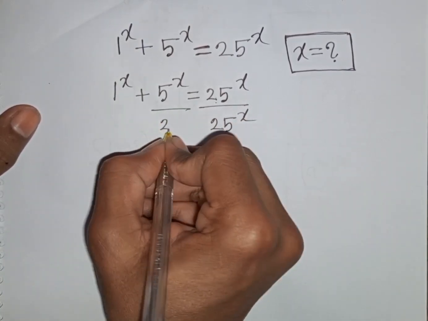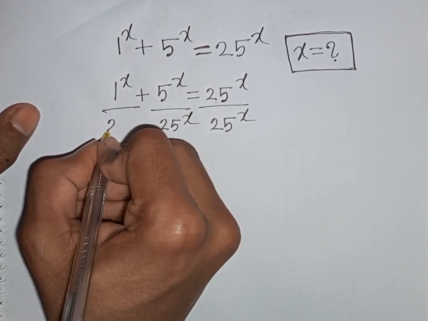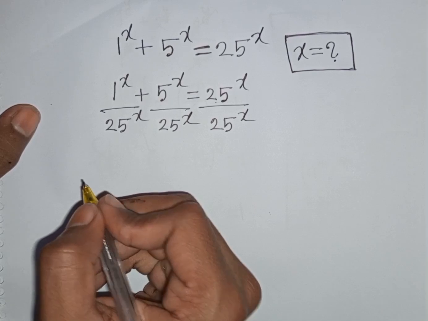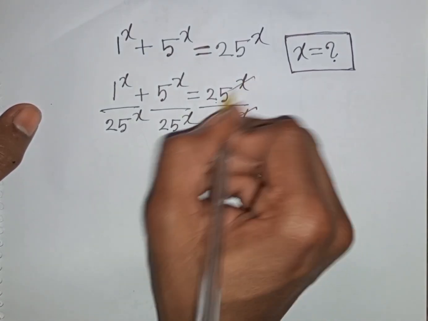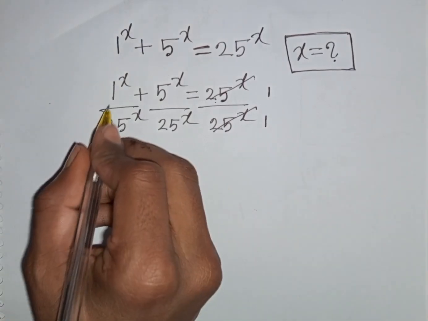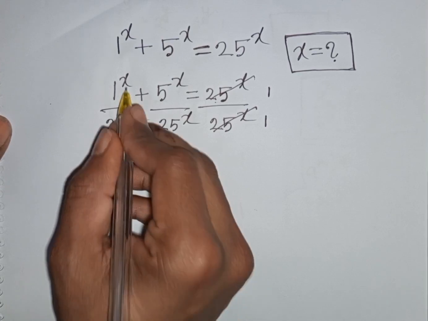Divided by 25 power x. Now we see this 25 power x will be cancelled. Now 1 power x divided by 25 power x, that means x same power but different base.